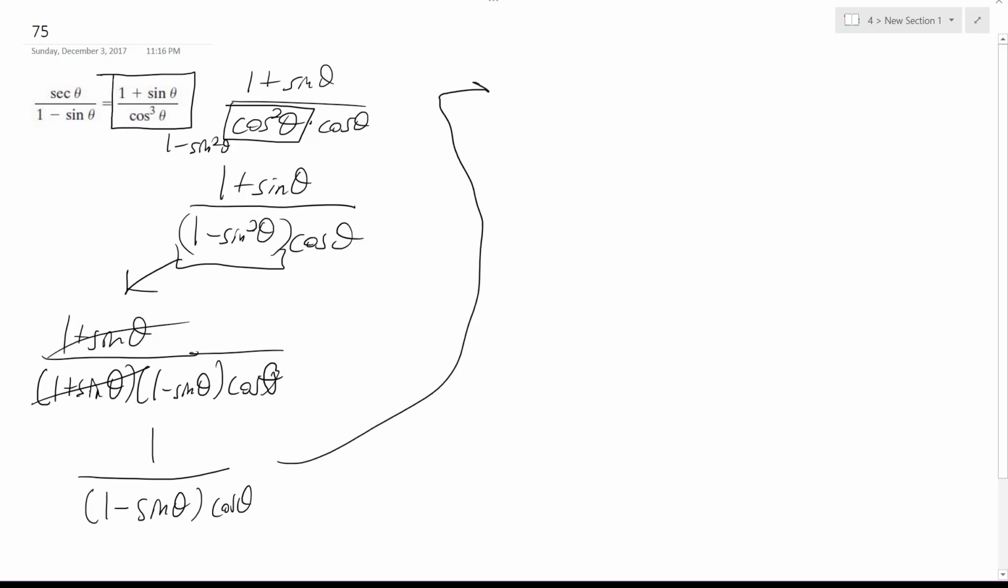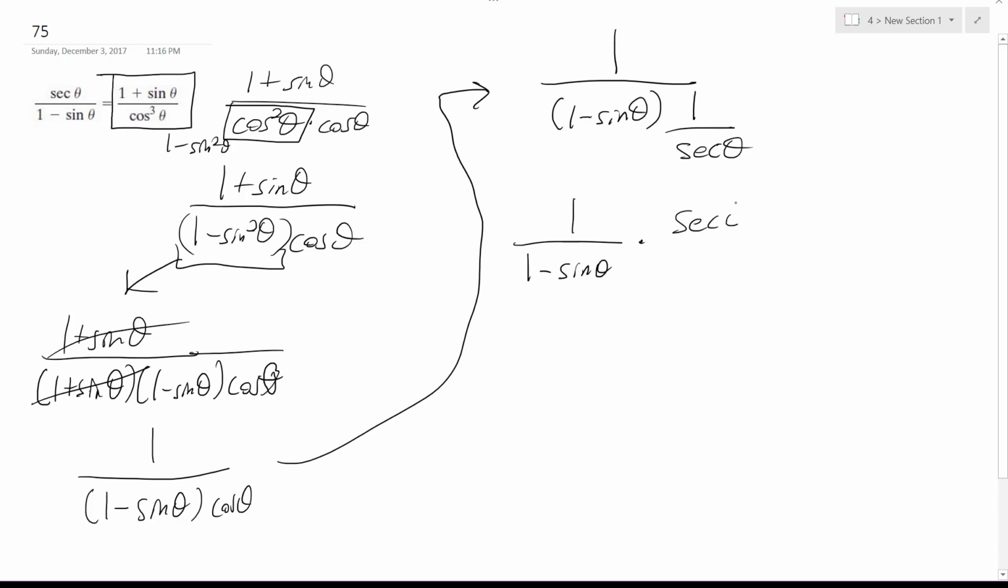Let me rewrite this. So this can also become 1 over 1 minus sine theta, and then the cosine is equal to 1 over the secant theta. And this is the same thing as writing 1 over 1 minus sine theta times secant theta over 1. This looks kind of familiar. And if you match this up with what's on the left side, it's exactly the same thing. So we just proved that these two are equal to each other.